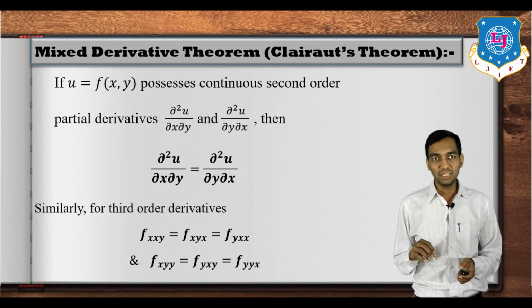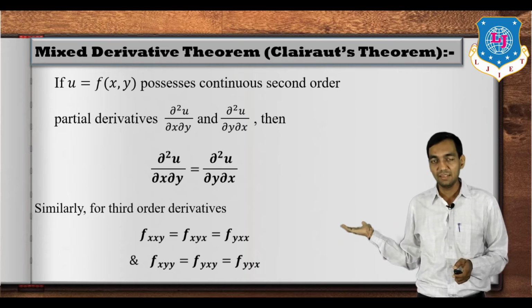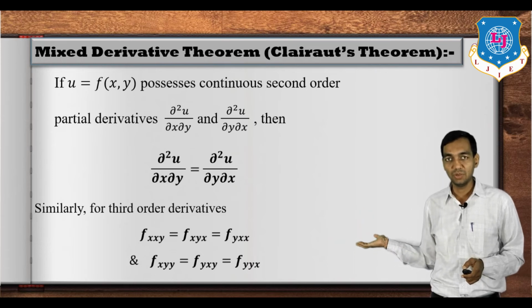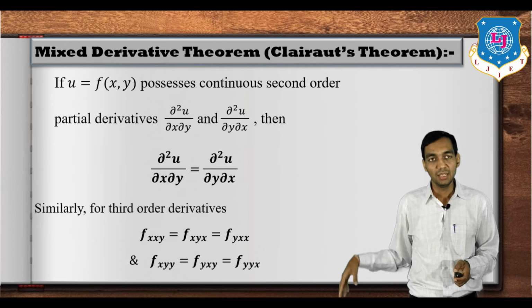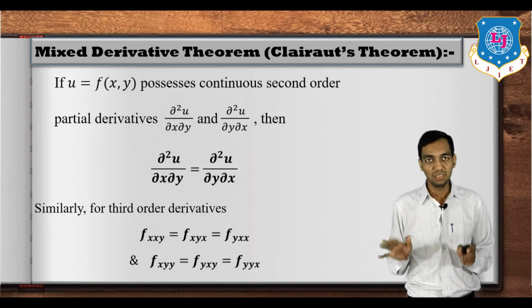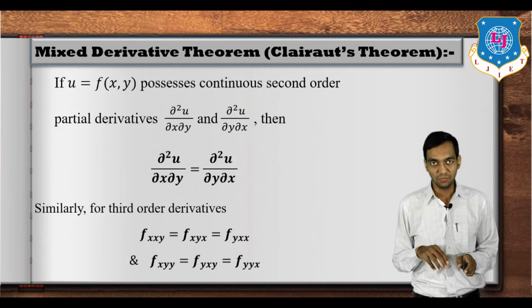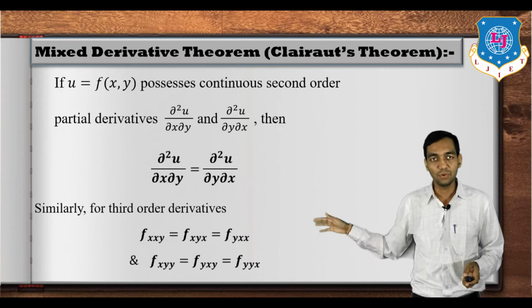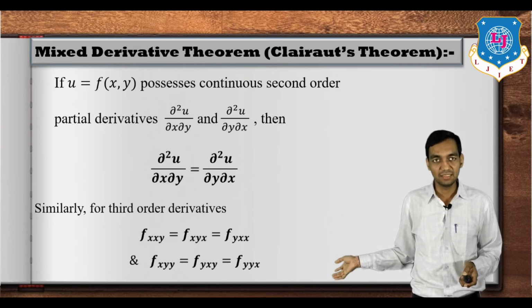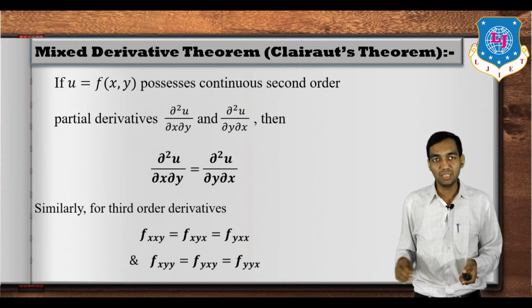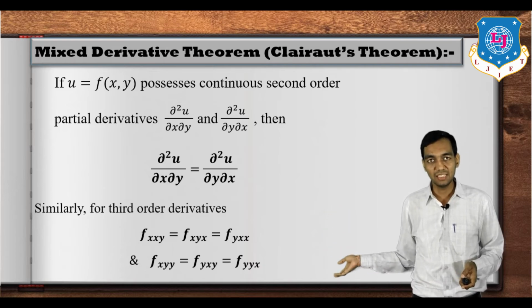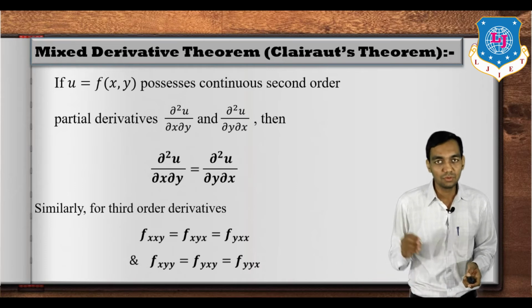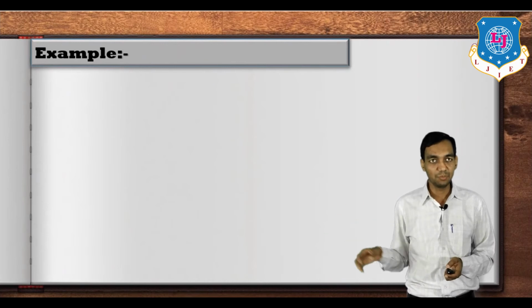That means first you are differentiating with respect to y and then with respect to x, or first you are differentiating with respect to x and then with respect to y. In both cases your derivatives remain the same, provided that they are continuous. In the same manner for third order derivatives, f of xxy, f of xyx or f of yxx are the same, and in the same manner f of xyy, f of yxy and f of yyx are going to be the same. Now we are going to prove this by example.